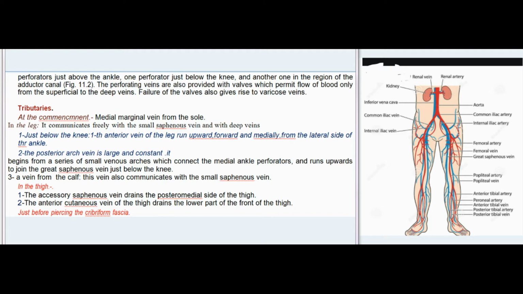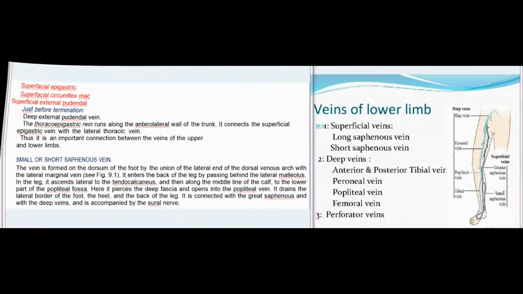3. A vein from the calf. This vein also communicates with the small saphenous vein. In the thigh: 1. The accessory saphenous vein drains the posteromedial side of the thigh. 2. The anterior cutaneous vein of the thigh drains the lower part of the front of the thigh, just before piercing the cribriform fascia.